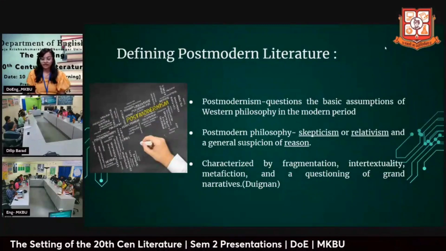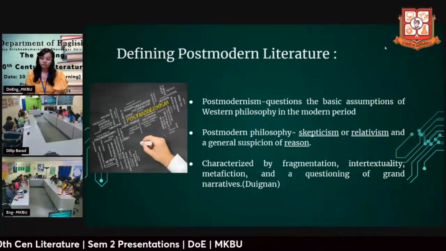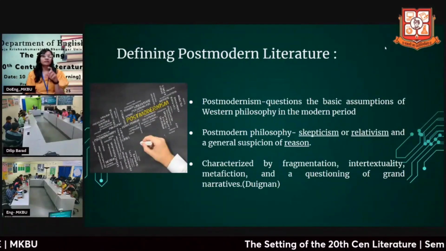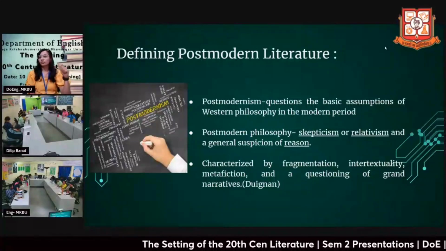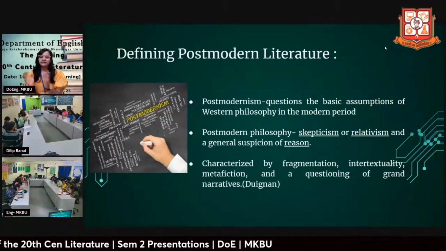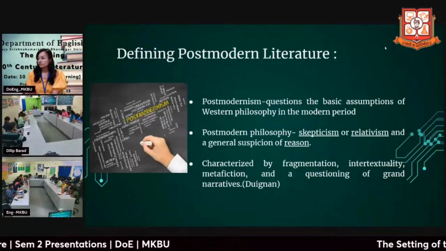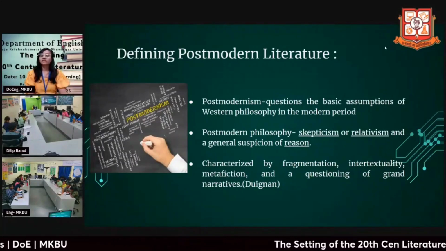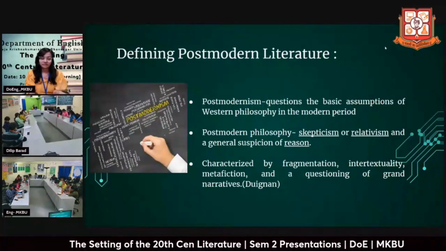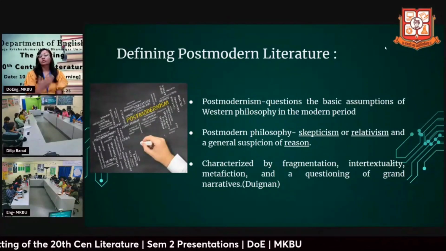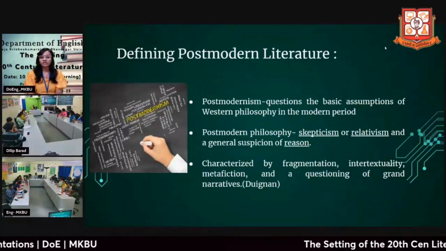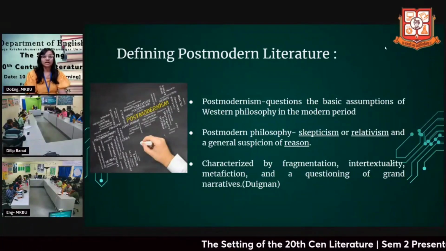Postmodernism is a term coined by Jean-François Lyotard in the 1980s, and with this there is a basic assumption that they are questioning modern philosophy and modern ideas. They also evaluate skepticism and relativism and a general suspicion of reason. So it talks about the relativity of readers, and they also advocate skepticism among the readers. Now, there are many characteristics connected with postmodernism, such as fragmentation, intertextuality, metafiction, and questioning of the grand narrative.